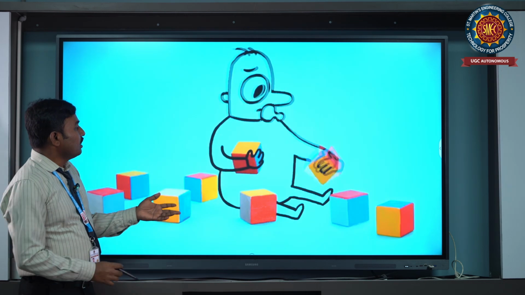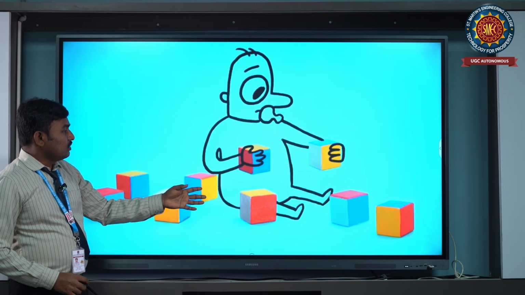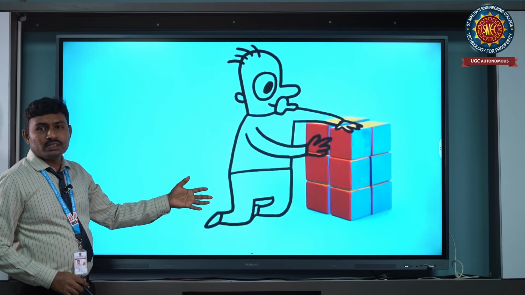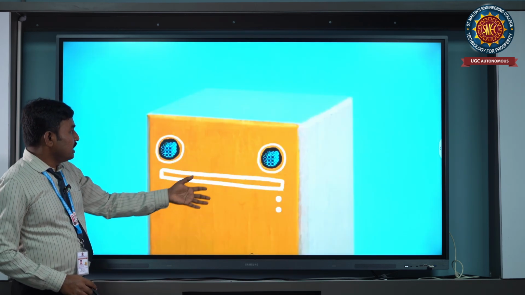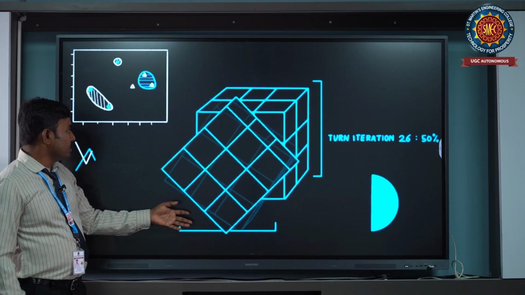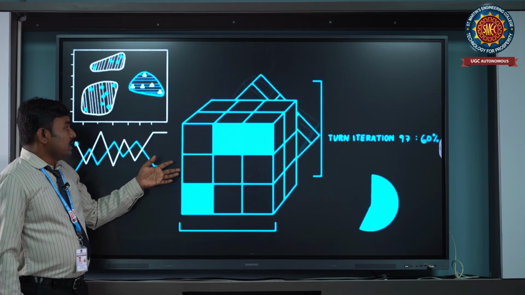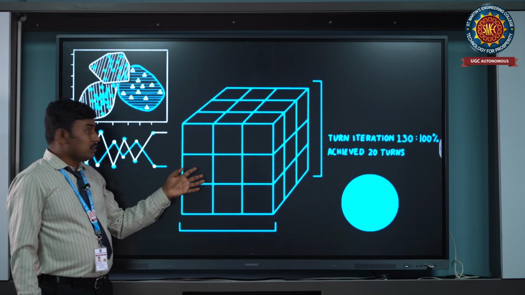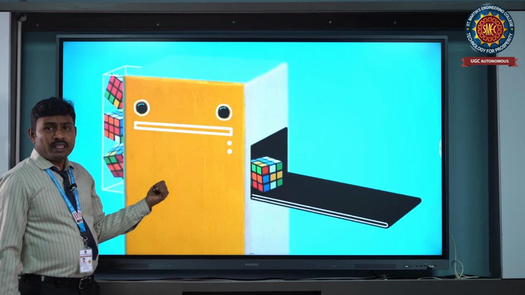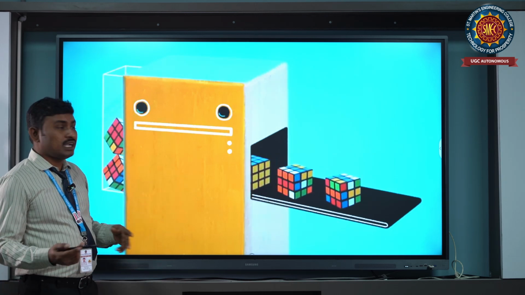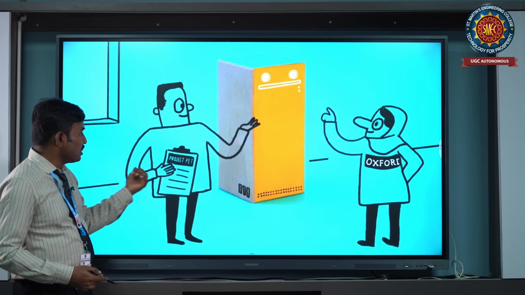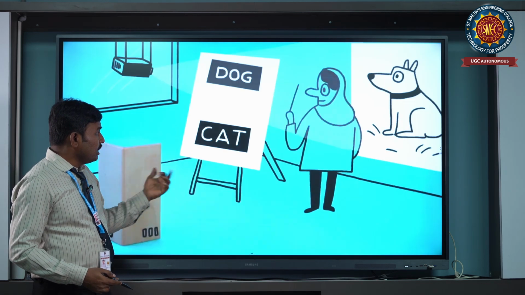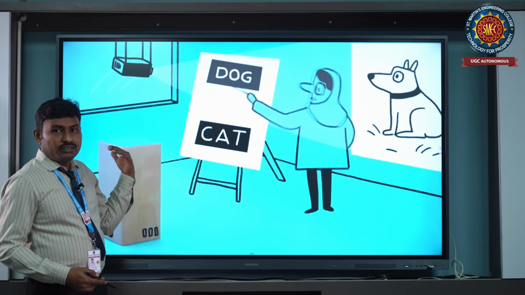What is machine learning? Here we are taking the cube problem, which we can solve with machine learning. We can see this is the machine. This is an example of reinforcement learning, because in reinforcement learning we get a reward for the right move and a penalty for the wrong move. Here the machine is solving the cube problem. We give the problem as a cube, and it will predict and solve the problem.